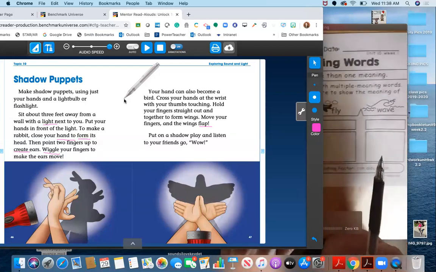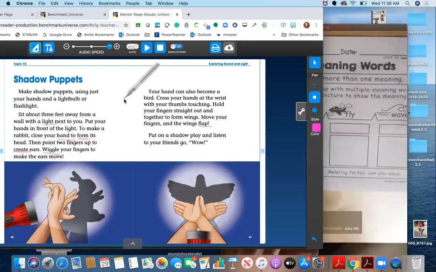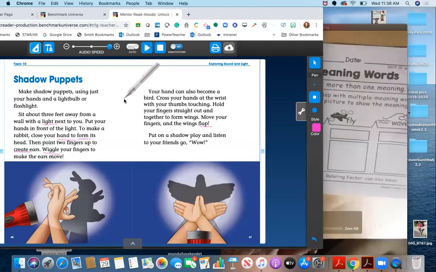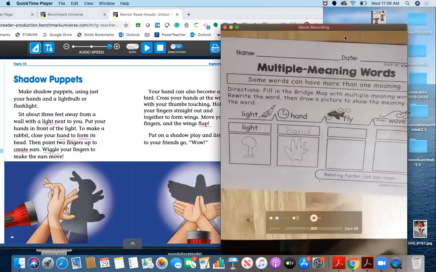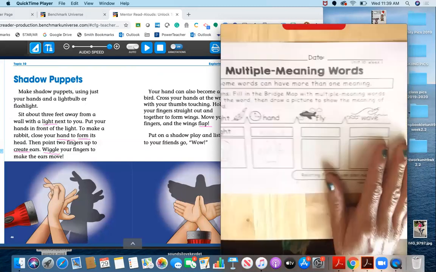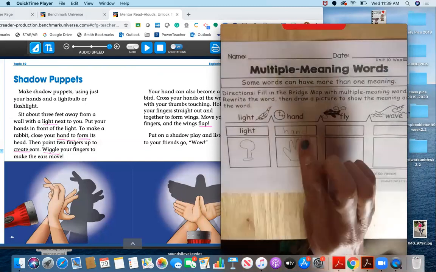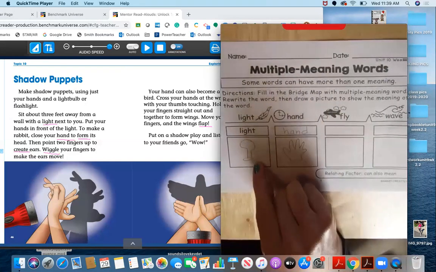And we are learning about multiple meaning words, you guys, so that when you're reading and you come to a word that has more than one meaning, you understand which meaning of the word it's talking about, okay? I just realized I had that covered up. Here is your example in case you didn't see it because I covered it up with the book. Again, you're going to rewrite the word and then draw an example of another meaning of the word.